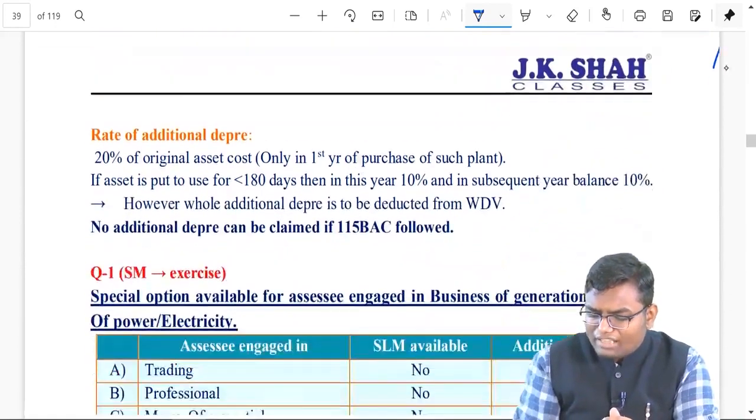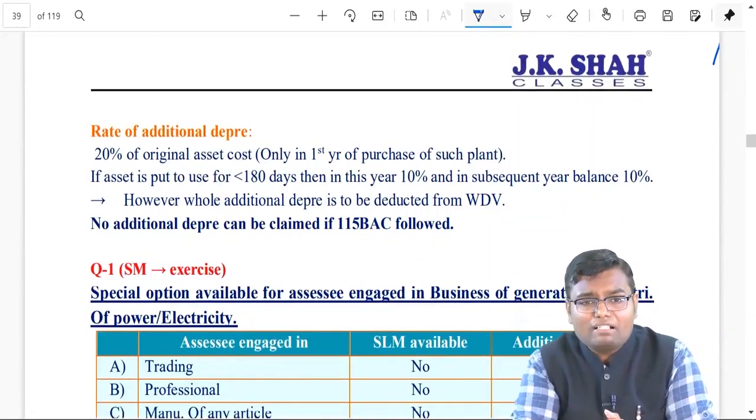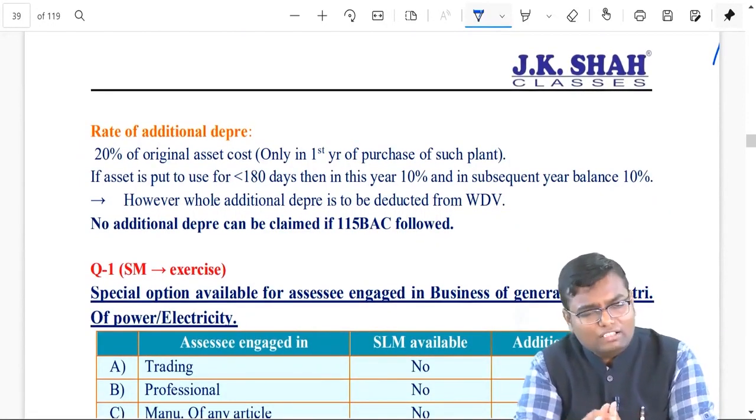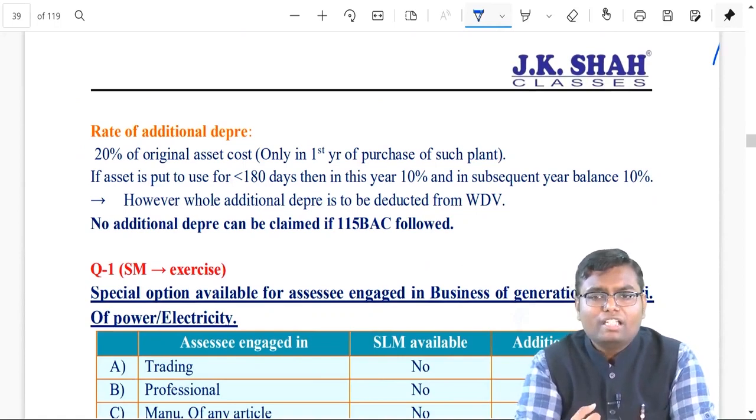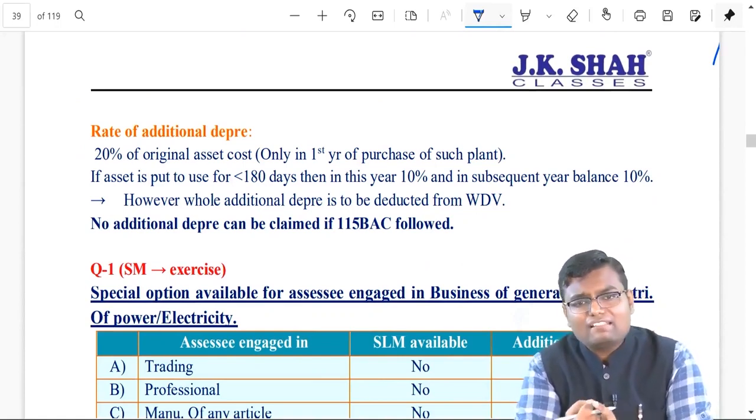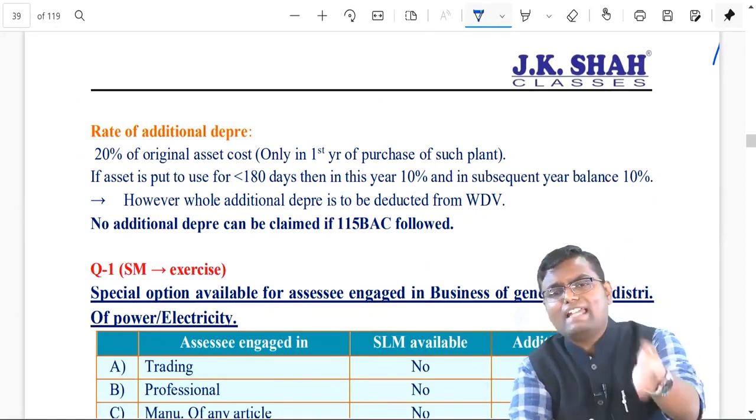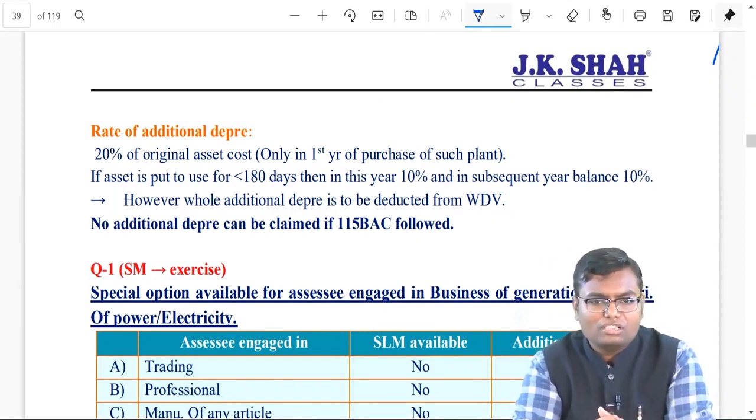What is the rate of additional depreciation? I just said it is 20% of the original cost, only in the first year of purchase of new machinery. If put to use for less than 180 days, then in this year 10%, and in the next year the balance 10% of the original cost.